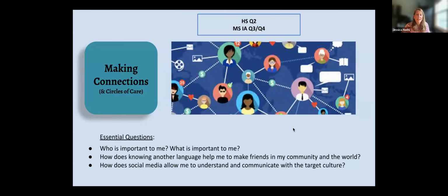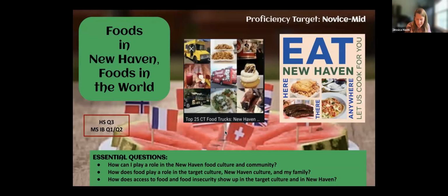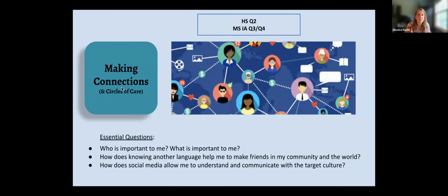Then our next unit is making connections. So this is where you get more into the all about me type of stuff. But our essential questions are, who is important to me and what is important to me? And instead of talking about families, I don't think I have this on a slide. Do I? No. But we talk about circles of care.